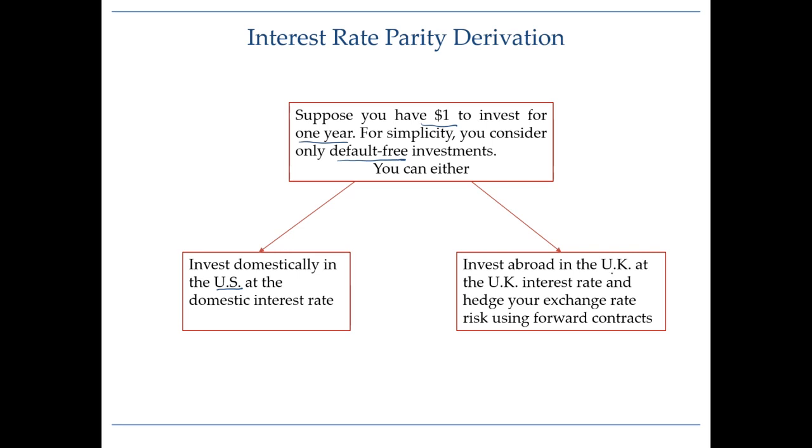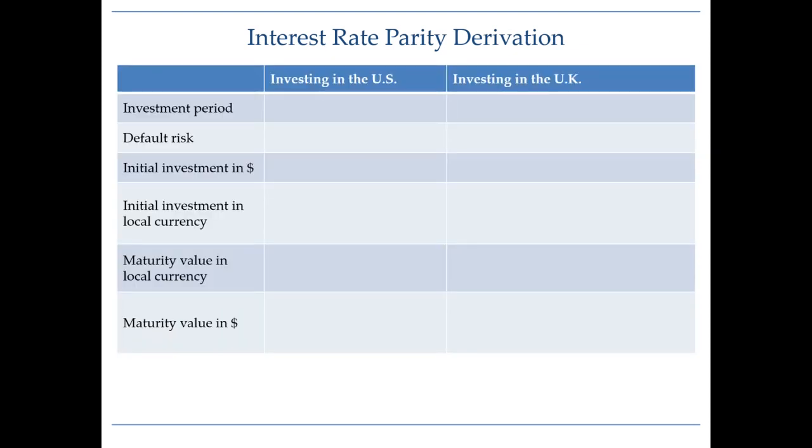So you can invest in the UK at the UK interest rate, and also hedge your exchange rate risk using forward contracts. Remember, in order to invest in the UK at the UK interest rate, you will need to buy pounds. So essentially you have to convert your dollar into pounds. Now you start dealing with exchange rate risk, but you can hedge that using forward contracts. So let's take a look at these two options.